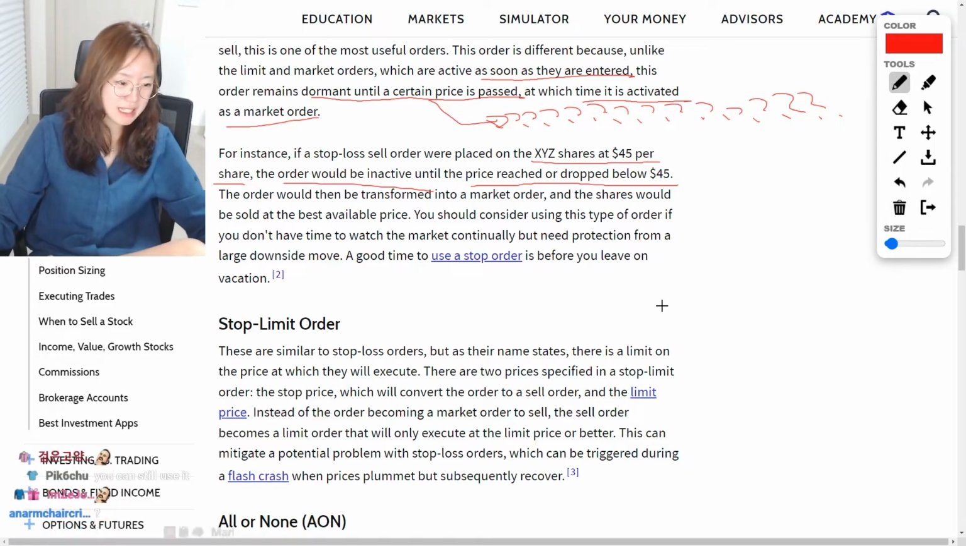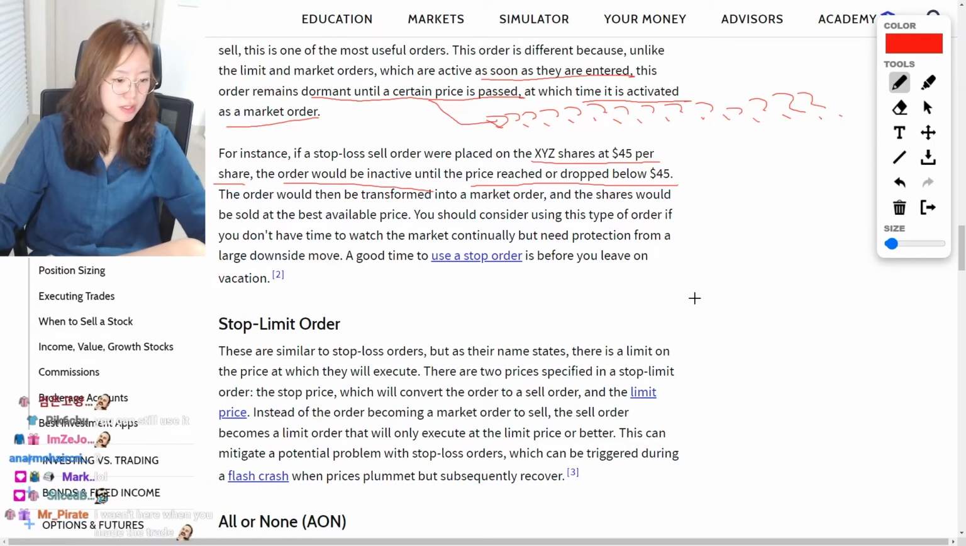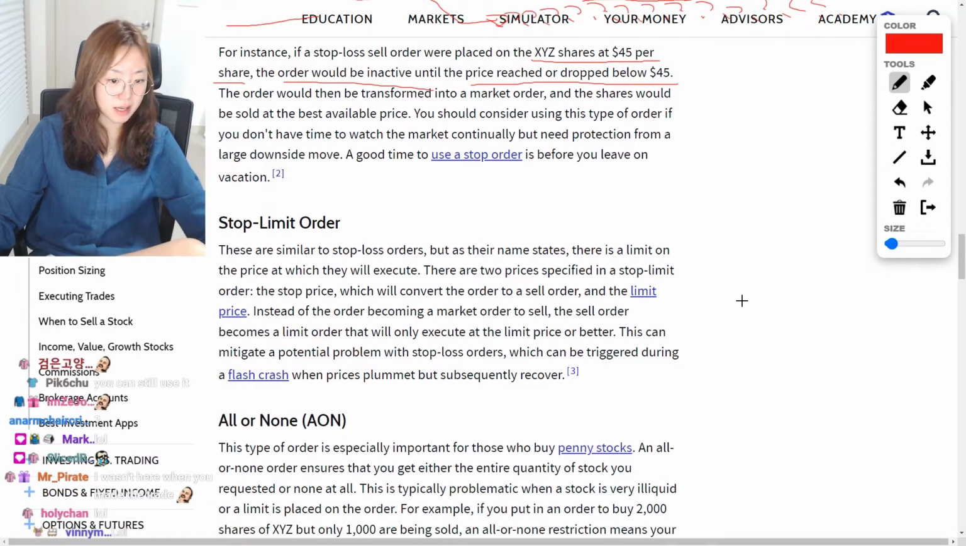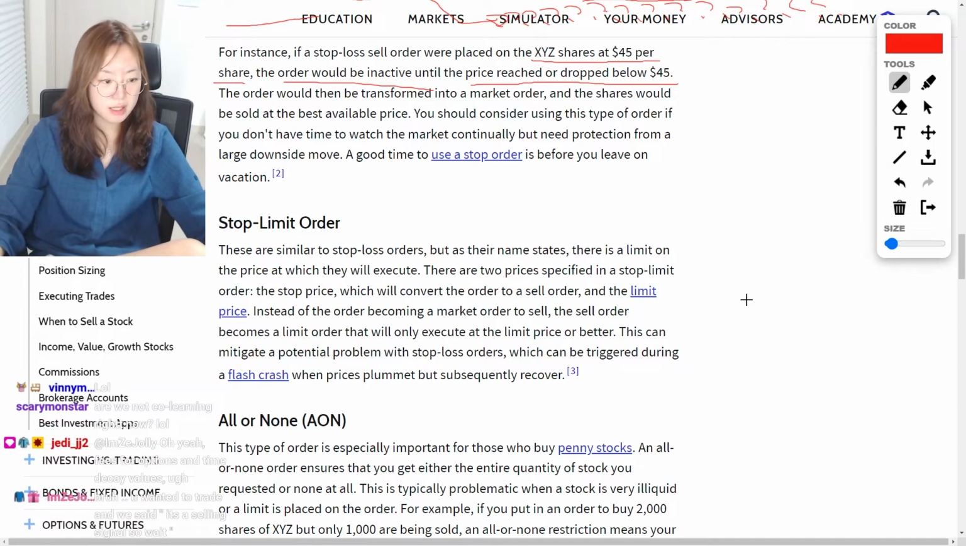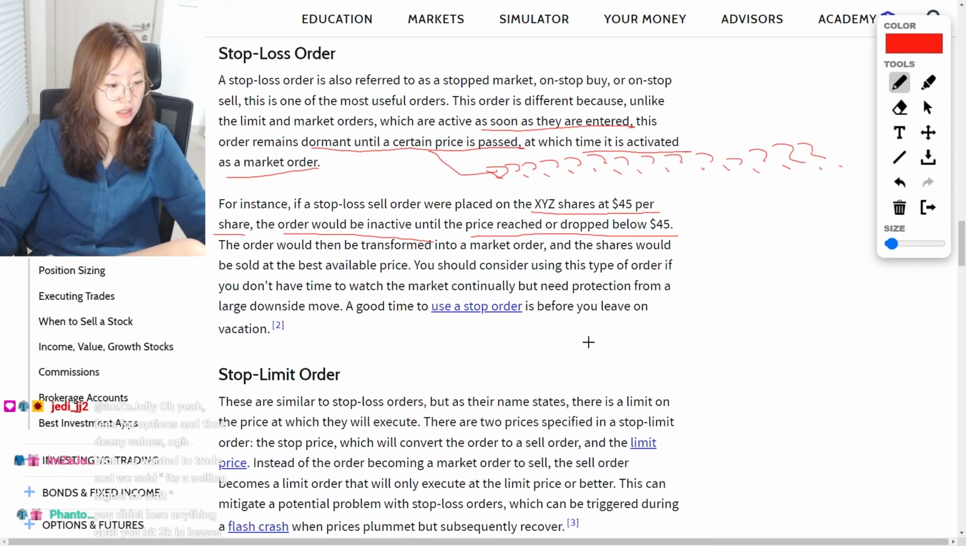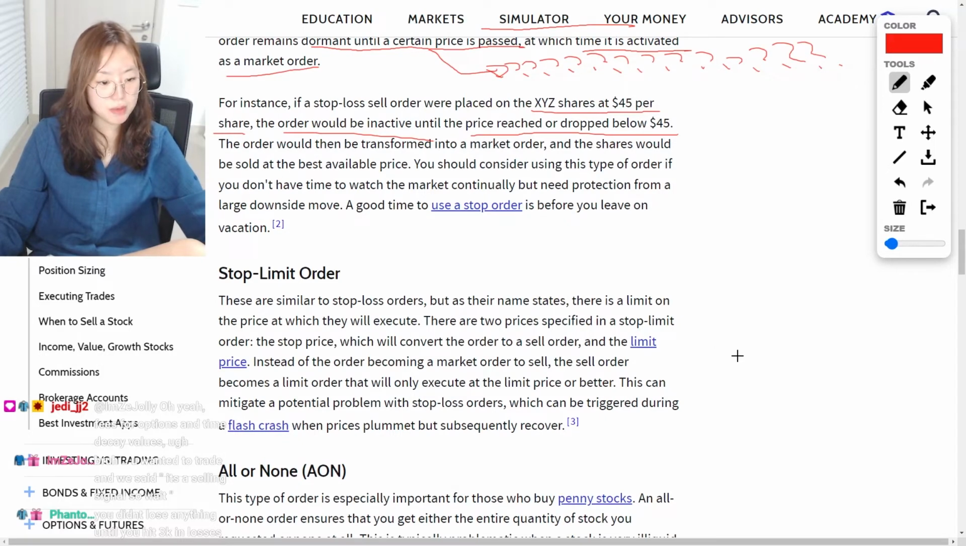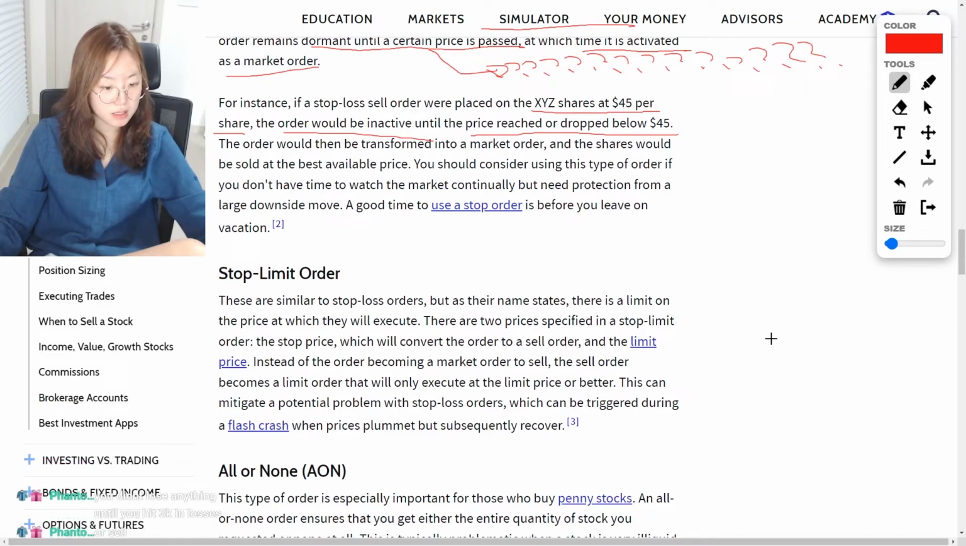Joking. Stop limit order. These are similar to stop loss orders, but as their name states, there is a limit on the price at which they will execute. There are two prices specified in a stop limit order: the stop price, which will convert the order to a sell order, and the limit price. So this is kind of similar. Instead of the order becoming a market order to sell, the sell order becomes a limit order that will only execute at the limit price or better.